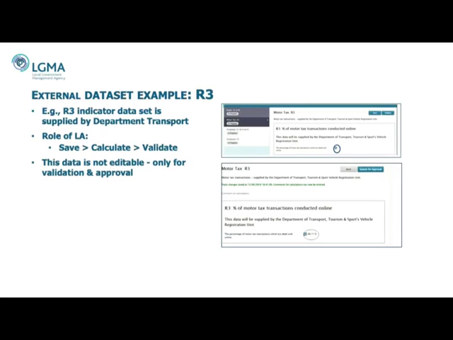Here I provide an example of an external data set which is used on LGReturns for the performance indicators. This one supports the roads sub-indicator R3 in relation to motor tax, and the data itself is provided by the Department of Transport. You can see from the screenshots that the role of the local authority in this instance is simply to save, calculate and validate. The data itself is not editable. It's only for validation and approval.